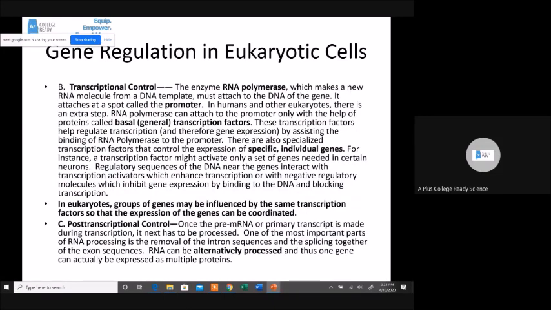So another way that genes are regulated in eukaryotes is what's called transcriptional control. So we already talked about RNA polymerase and how it's the enzyme that makes RNA from a DNA template. For it to do that, it first needs to attach to a promoter, an area in front of the gene that essentially says, start here. In humans and a lot of other eukaryotes, there's an extra step. The RNA polymerase can only attach with the help of these other proteins called transcription factors.